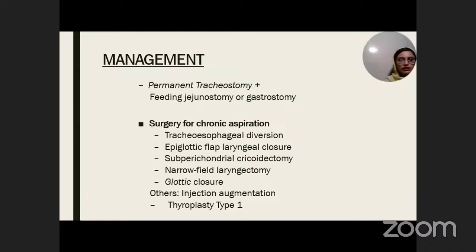Surgeries for chronic aspiration include tracheoesophageal diversion, epiglottic flap closure, subperichondrial cricoidectomy, and narrow field laryngectomy. Laryngectomy is done in cases where the cause is progressive and irreversible and speech is unserviceable. Laryngectomy will prevent repeated aspiration and lung infection. To preserve voice, injection augmentation and thyroplasty type 1 are recommended.